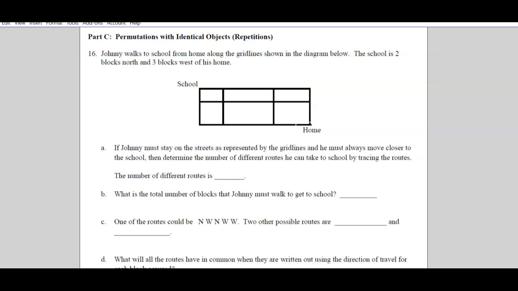Determine the number of different routes you can take to school by tracing. So we're doing it the long way. We call it brute force. If you have different colors, you can do that, but try to find the different routes that you could take. Just trace them on your diagram. You count up as you go, always getting closer.